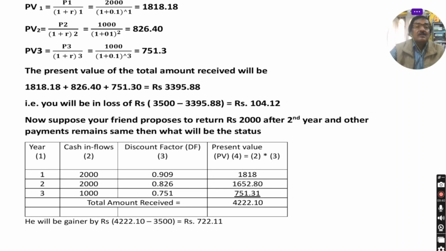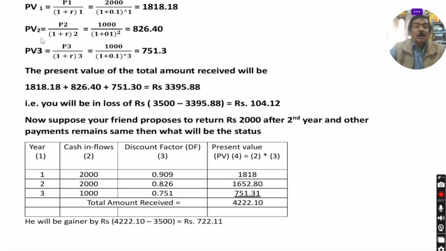See next. This is the present value of 1, P1. This is 2,000. After 1 year, you are receiving this. The interest rate is 1.1 and the power is 1. The present value is 1,818.18. That means if you receive 2,000 after 1 year, it's equivalent to getting this money at present if the rate of interest is 10%. Conversely, if you invest this amount today at the rate of 10%, after 1 year you will get 2,000.